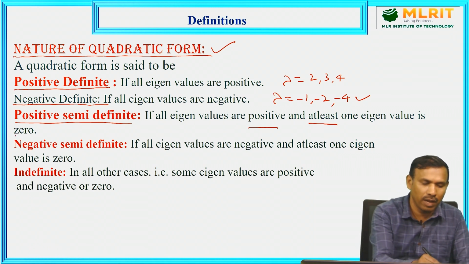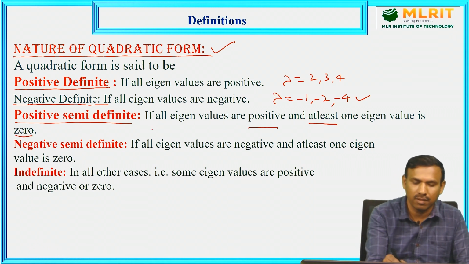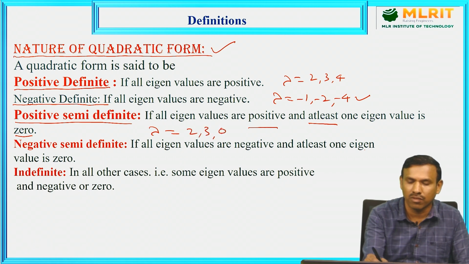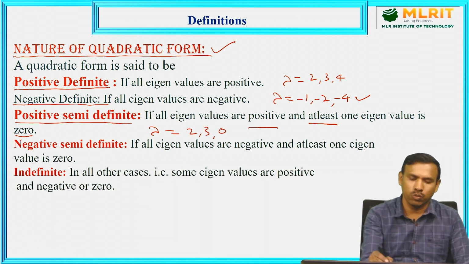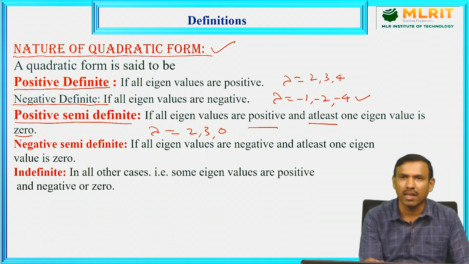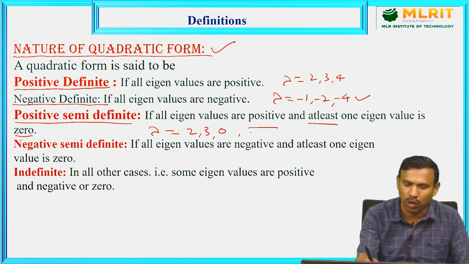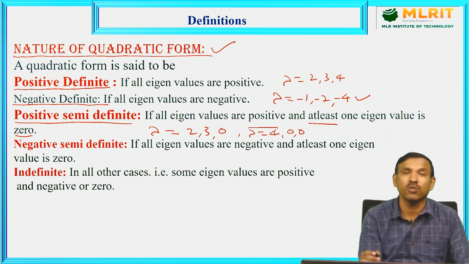One eigenvalue is 0. That is, lambda is equal to, let us say, 2, 3 positive and 0. That is positive semi-definite, because the eigenvalues 2 and 3 are positive and another eigenvalue is 0. One more option: suppose lambda is equal to 4, 0, 0. I said at least one 0; it can be more than one. Two zeros are there, 4 is positive. Positive semi-definite.